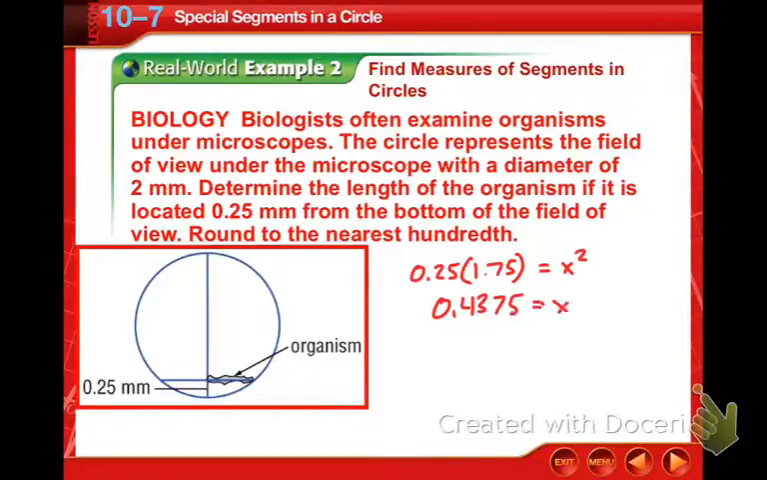0.4375 equal to x squared. And we square root on both sides to get rid of the square. And x comes out to be 0.661 when you round to the nearest thousandth. So we rewrite that.